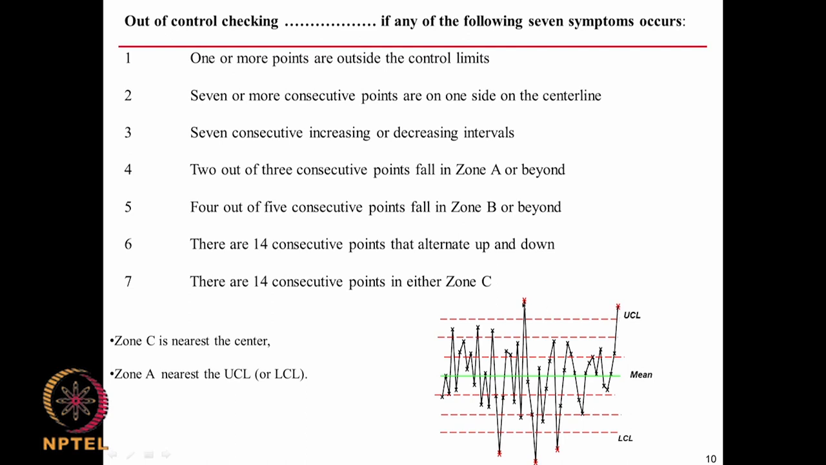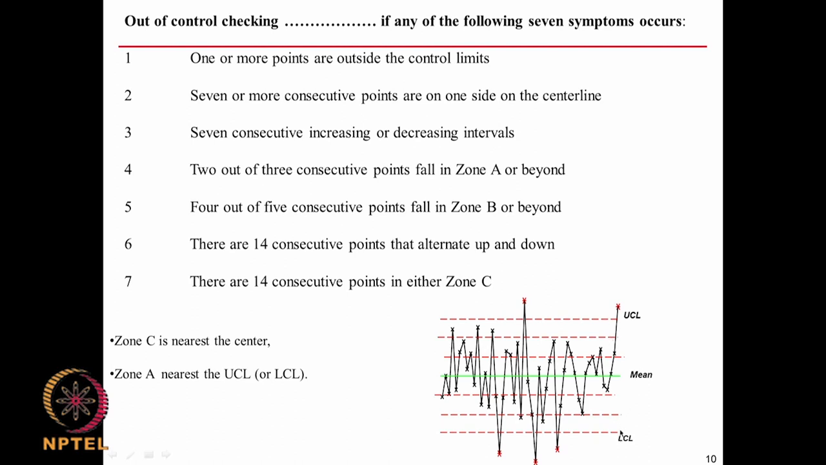Of course, suppose you have points like this, then obviously, it's gone, no hope. 7 or more consecutive points on one side of the center line. This is your center line. If 7 points are on one side, like this. 7 consecutive increasing or decreasing intervals, up, down, up, down, up, down, up, down. 2 or 3 consecutive points fall in zone A. Zone A is this.